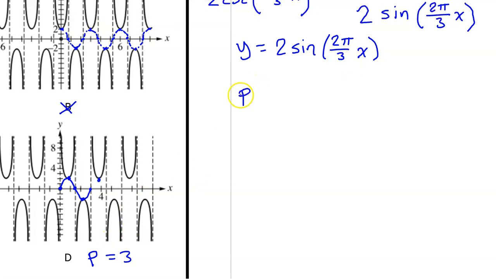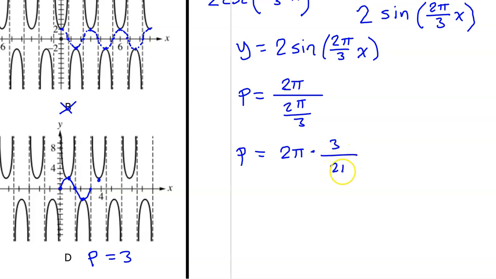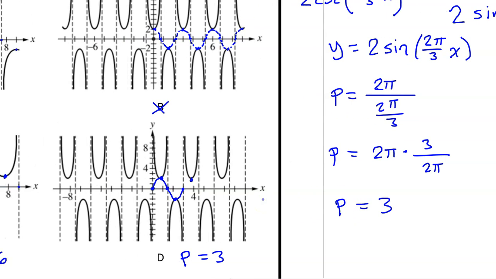So we know that the period of a sine or a cosine function will be 2 pi divided by the b value. In this case, the b value is 2 pi over 3. So when you divide by a fraction, you multiply by the reciprocal. So the period will be given by 2 pi times 3 over 2 pi. Well, the two pi's cancel out. We have one high and one low. Therefore, the period is 3. And therefore, the answer is D.